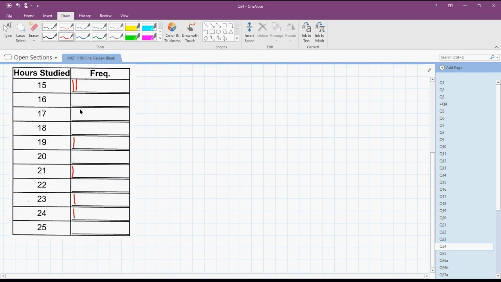There are 2 tallies in here, so the frequency for 15 is 2. 16 looks like that, so what's the frequency? Oh, you guys are all doing it real quick. Very studious of you. So I'll put in mine, and you can double check yours.